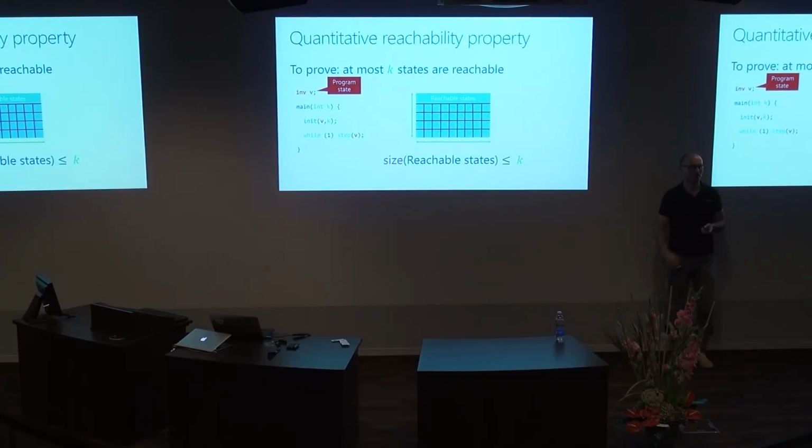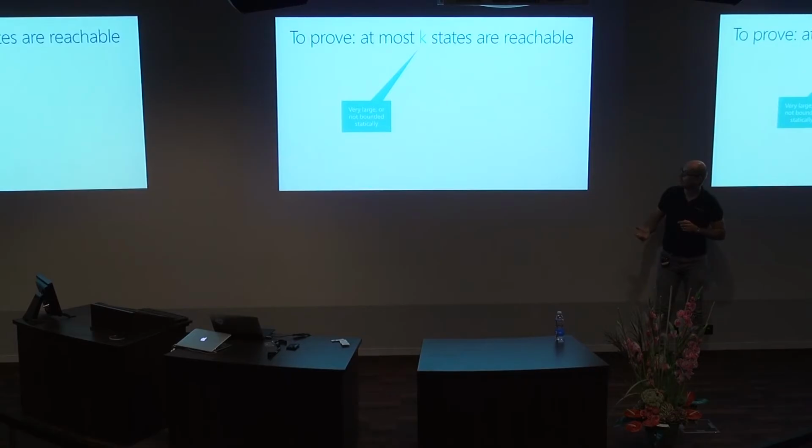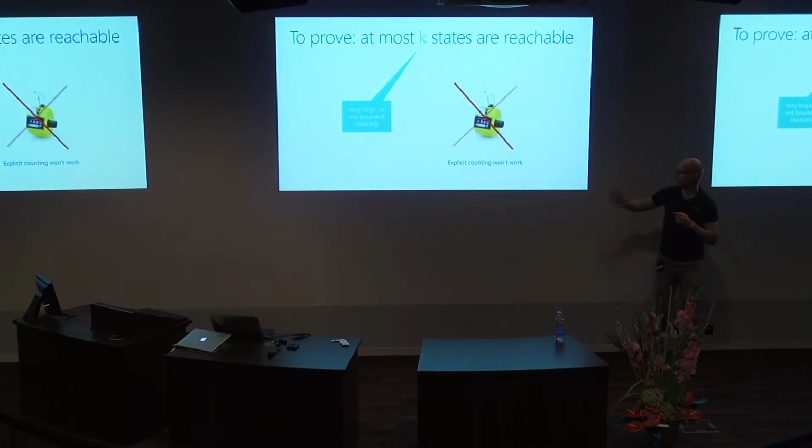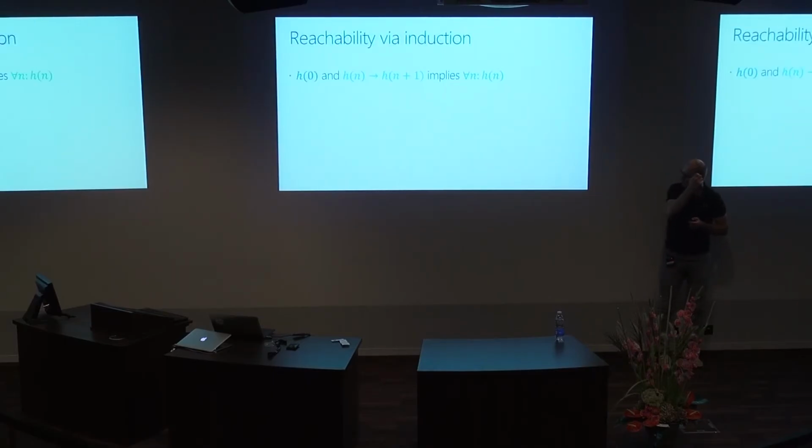And so you can imagine there are various applications. So you have the control, it has n bits of memory. Is it the case that every time it runs, everything is there? Things like that. Or if you have a number of observations that are bounded by k. So k can be very large, so you can't enumerate all the nasty things. So you want to be symbolic.